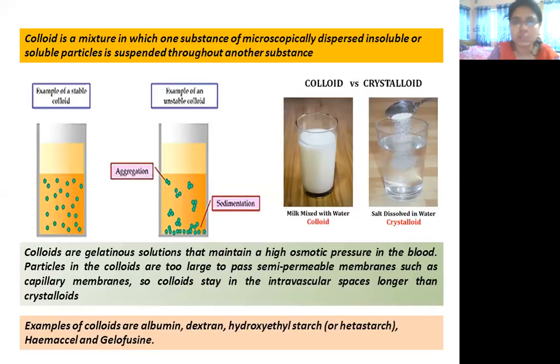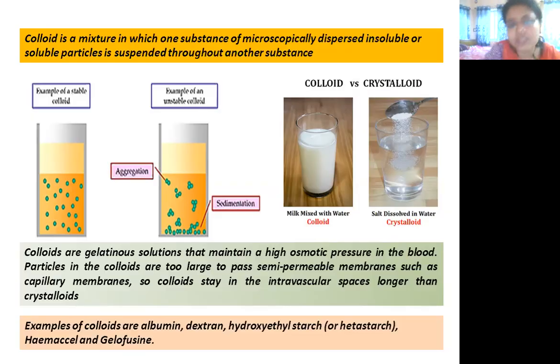So, what is colloid? Generally, we can say that colloid is a mixture in which one substance of microscopically dispersed insoluble or soluble particles is suspended throughout another substance. Here we can see that milk is an example of a colloid, mixed with some water, and in another picture we can see salt dissolved in water, that is a crystalloid form.